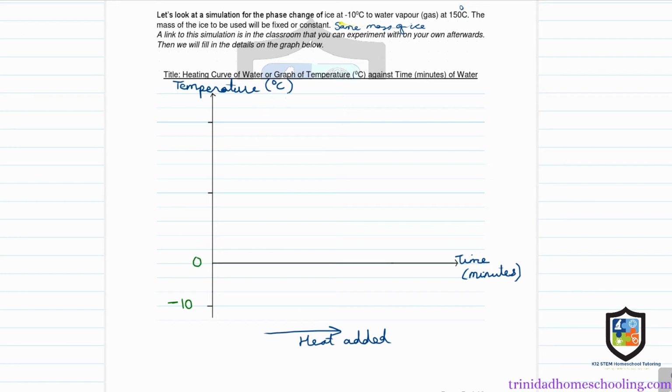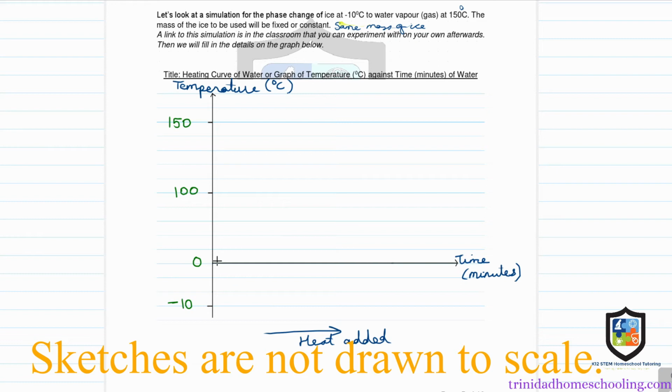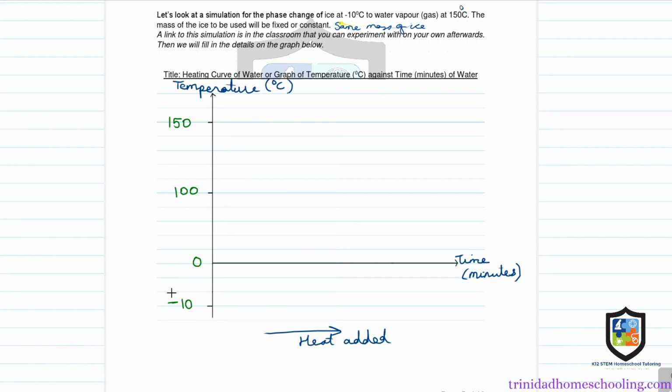This point here will be our 0 degrees Celsius. Okay, this would be the point at which the ice will start to melt. Our next important point is our boiling point, and that happens at 100 degrees Celsius. And then we are heating the water to 150 degrees Celsius. So that's our final temperature. Now this is a sketch. We are not drawing this to scale. However, we still need to put in our temperatures in a proper order. So we wouldn't want this minus 10 to be up here on our y-axis. Anything below 0 is negative.